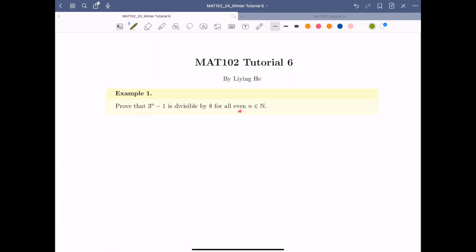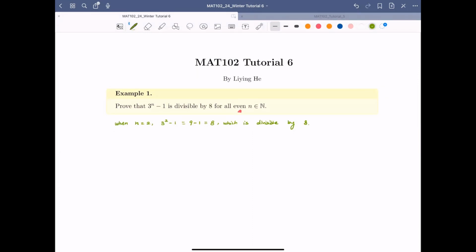So when n equals 2, I can compute 3 to the 2 minus 1, which is 9 minus 1, which equals 8. And this is divisible by 8. Cool, base case is okay. So there's not much change here. We just need to check 2 instead of 1 because 1 is clearly not even. And now there are some changes in the IH as well.